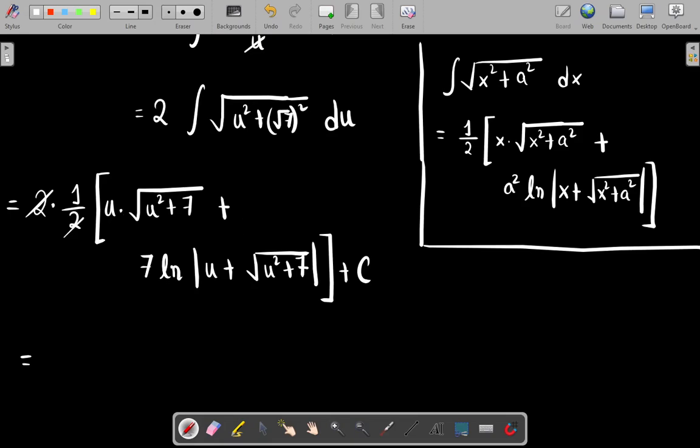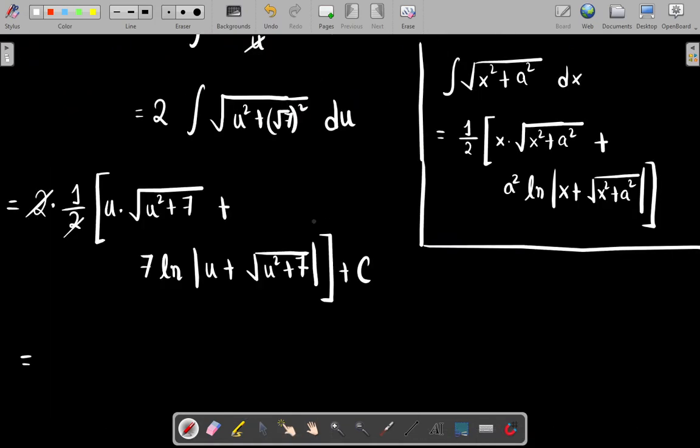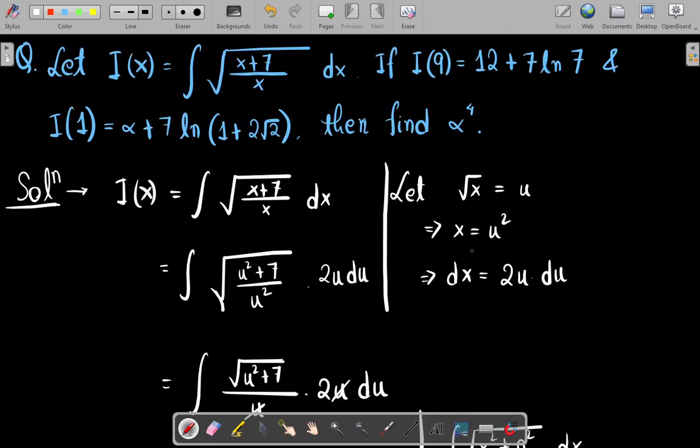Now in this integral, we have used the substitution u is root x. Since this is a function of x, I can do the back substitution. So if I do the back substitution, instead of u, I can write it as square root of x, times u square will be, u square is x.